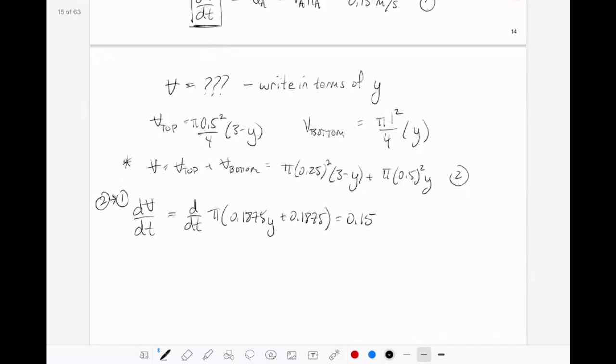So we solve this, and we end up with dy/dt equal to 0.8 over pi meters per second, or about 0.255 meters per second.